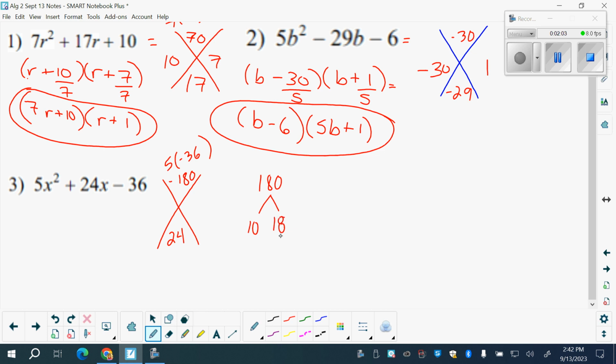So what goes into 18? But besides 9? 6. Let's try 6. So 180 divided by 6.